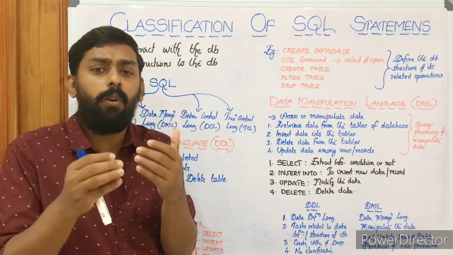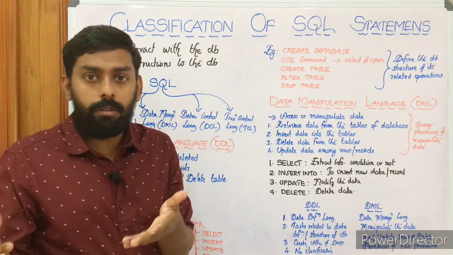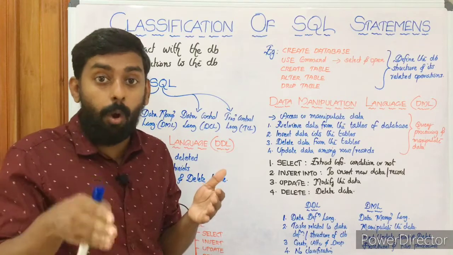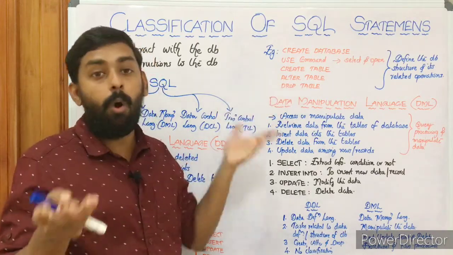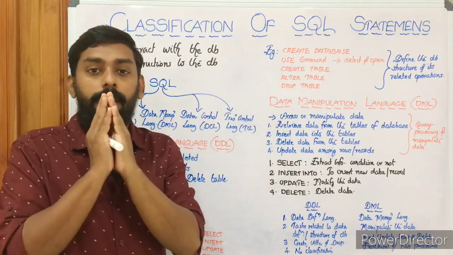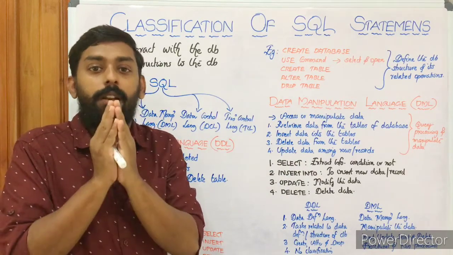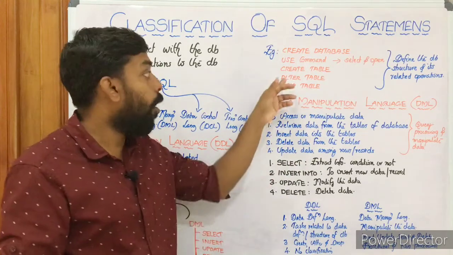Suppose we do not want grade anymore. At that time we have to delete that column, right? At that time also we use alter table, okay? Meaning we can add a new column or we can remove an existing column using the alter table command.